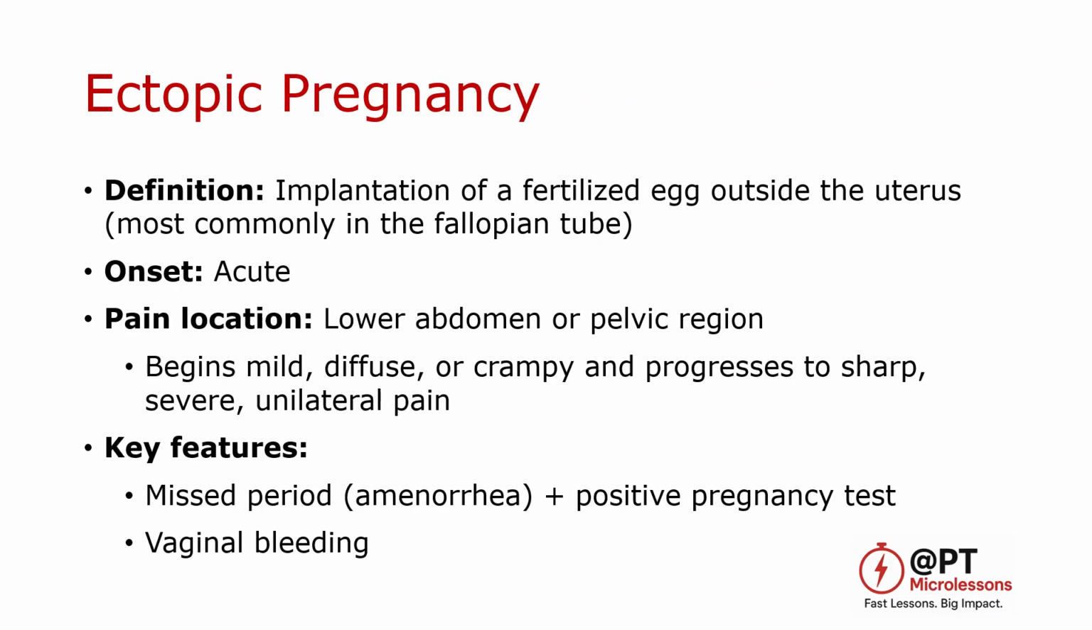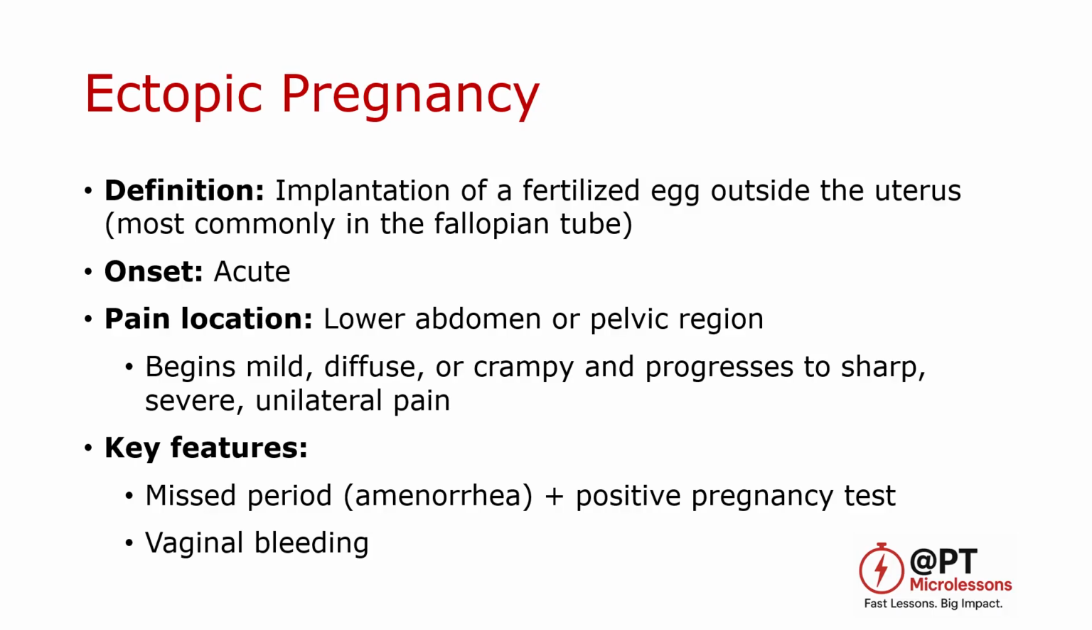Next, let's look at ectopic pregnancy. This occurs when a fertilized egg implants outside the uterus, most commonly in the fallopian tube. Pain is typically in the lower abdomen or pelvic region and may be one-sided. Key features beyond pelvic pain include a missed period and vaginal bleeding. Patients will also have a positive pregnancy test, which helps confirm pregnancy but does not distinguish ectopic from a normal intrauterine pregnancy. Overall, what matters clinically is that this requires urgent referral for immediate medical evaluation.